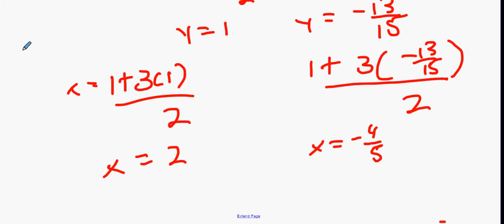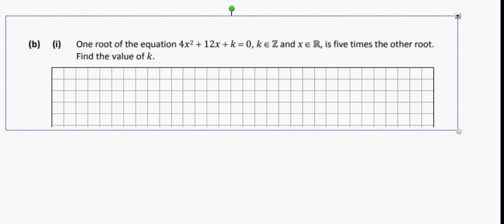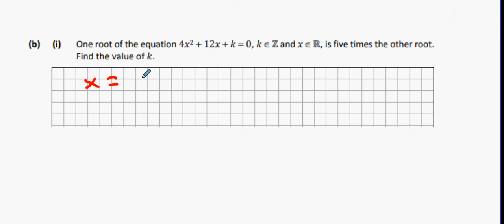Now we're going to move on to 1b. The way I do this is I'd say that one root is 5 times the other root. So what we're thinking here is, if one root is, for example, b, the other root would be 5b. Okay? And we can work backwards, and we can say that x minus b equals 0 is a factor.